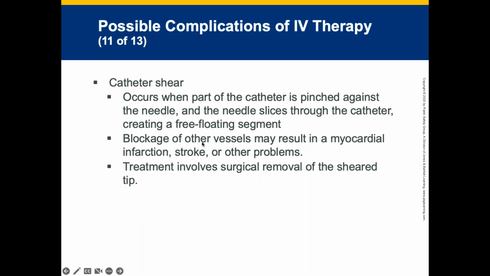If you have a catheter shear, this occurs when part of the catheter is pinched against the needle and the needle slices through the catheter, creating a free-floating segment. The catheter segment then can travel through the circulatory system, and blockage of other vessels may result in a myocardial infarction, stroke, or any other problem. This can possibly end up in the pulmonary circulation, causing a pulmonary embolus as well. So treatment involves surgical removal of the sheared tip.